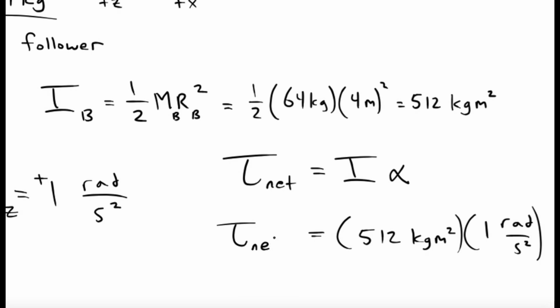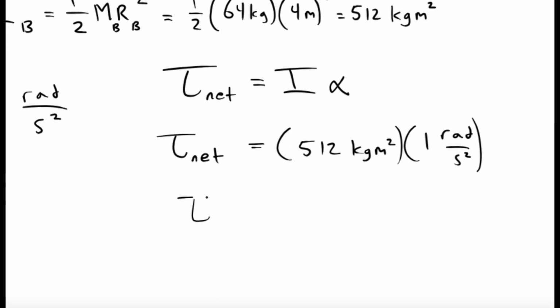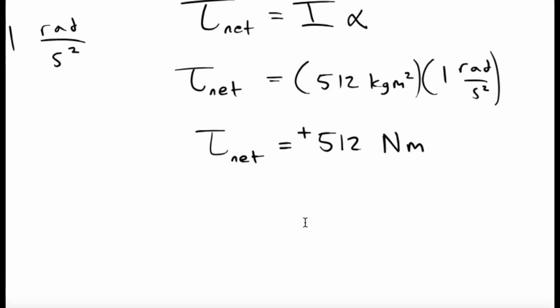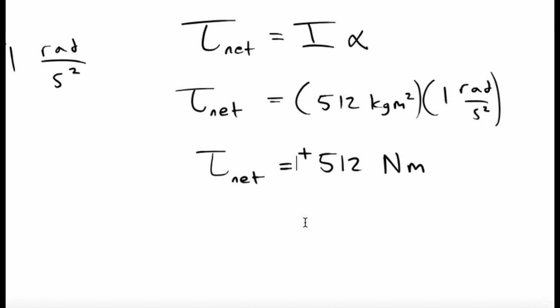So I can find now the net torque acting on that gear. It's obviously 512, and the units will be Newton meters. And it's positive because it's a torque that makes the thing want to rotate counterclockwise. Now that I know that, I could find the force on the teeth of that gear.